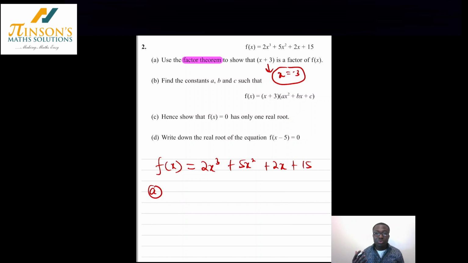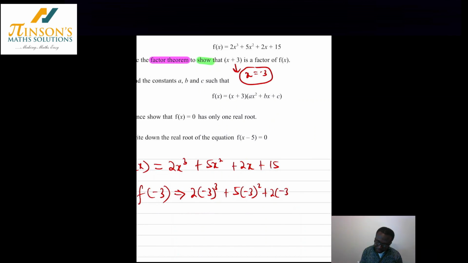Because it says we should use to show, that word here, show, simply means prove. So we need to write a statement to show that we've done it. Okay, so we're going to substitute minus 3 into the function. So we're finding f of minus 3. So that means we'll get 2 lots of minus 3 cubed, add 5 lots of minus 3 squared, add 2 lots of minus 3, add 15. Okay, so we're going to try and work it out.